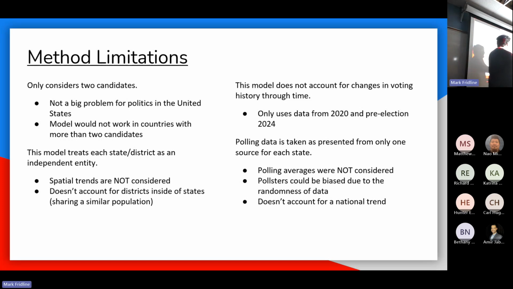So yeah, as I keep saying, pollsters could be biased due to the randomness of the data. No pollster is going to accurately predict what's going to happen. It follows a distribution of some kind, so we know that it's going to be random in some way. And this model does not account for a national trend. So any sort of blue wave or red wave was not thought about at all in this model.